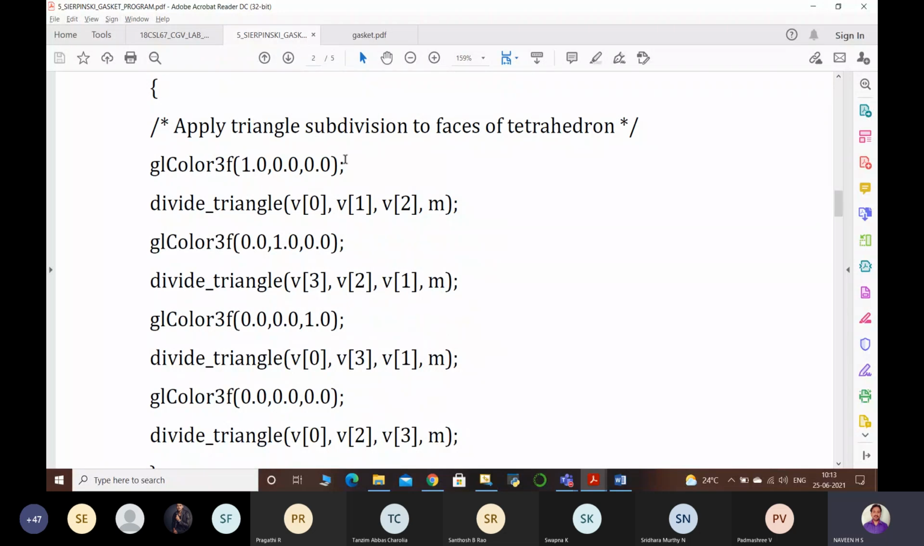Apply triangle subdivisions to the faces of the tetrahedron. This is in order to identify the color, because if you give the same color to all the faces, your triangle or tetrahedron will appear in a single color.